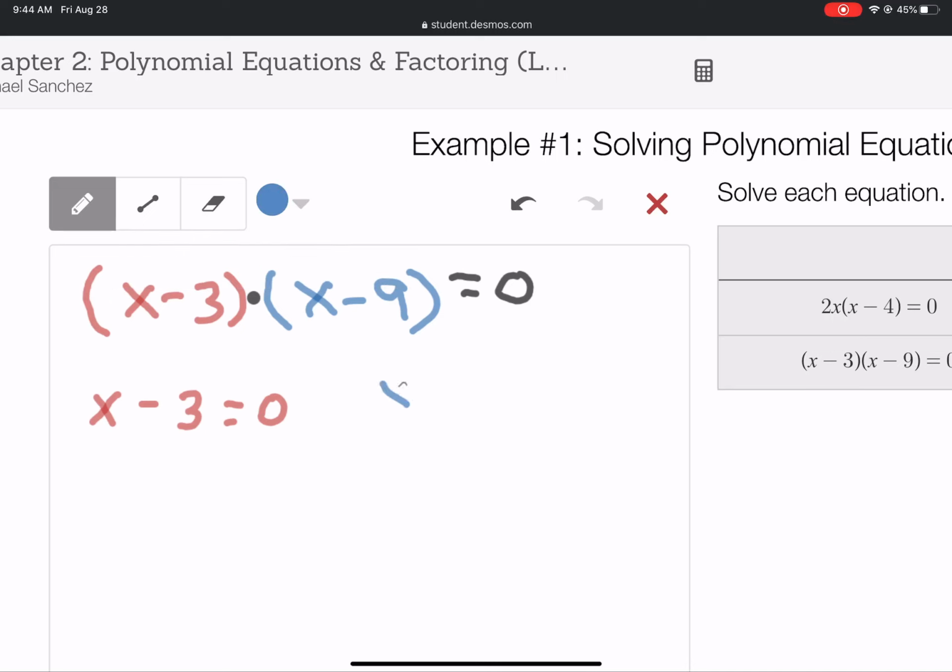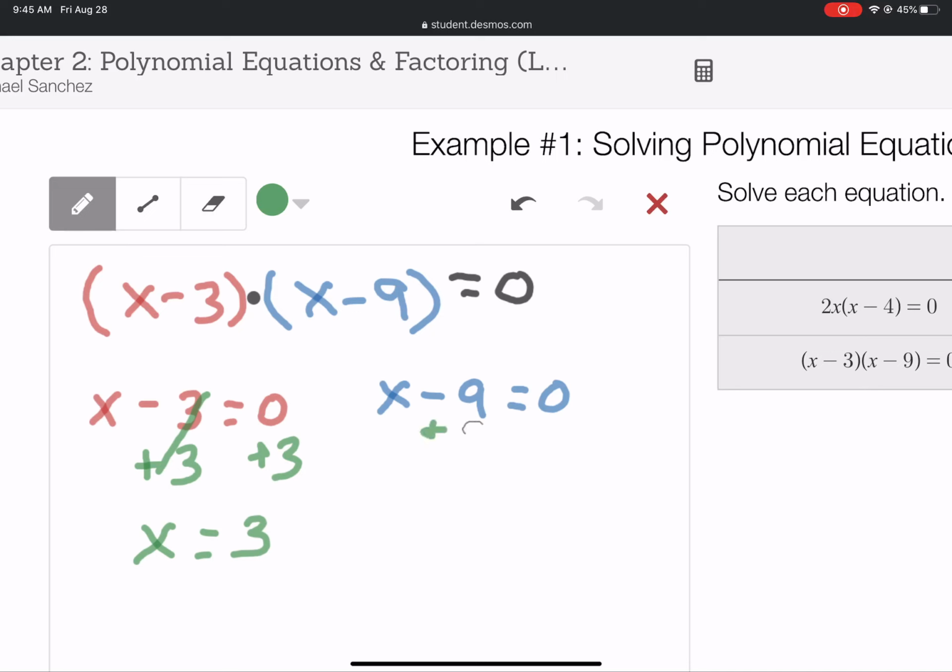Or x minus 9 could be equal to 0. So one of those two has to be equal to 0. So then we're going to solve it to figure out what number for x will make our equation true. So inverse operations, add 3 to both sides. X is equal to 0 plus 3 is 3.